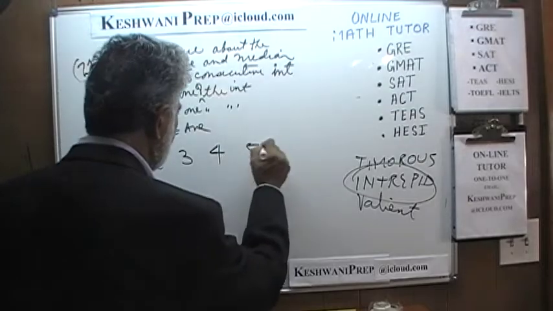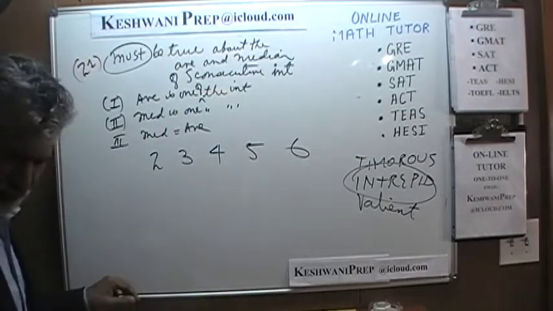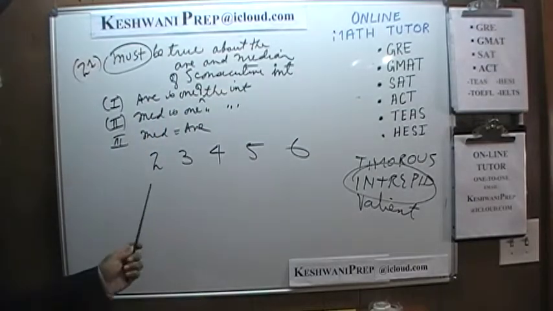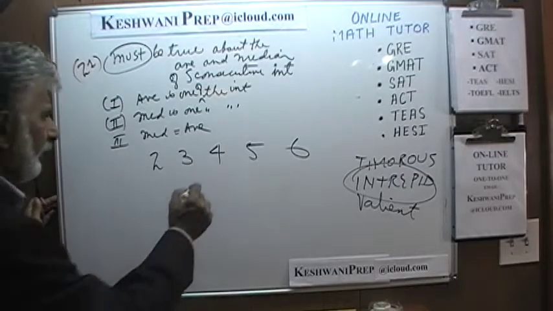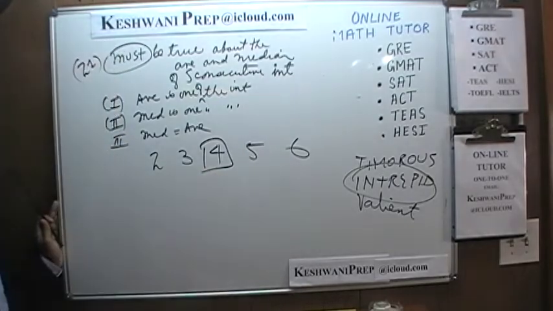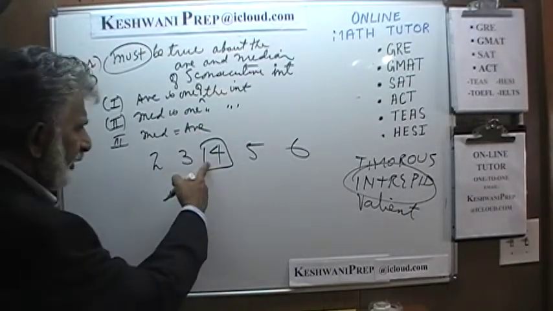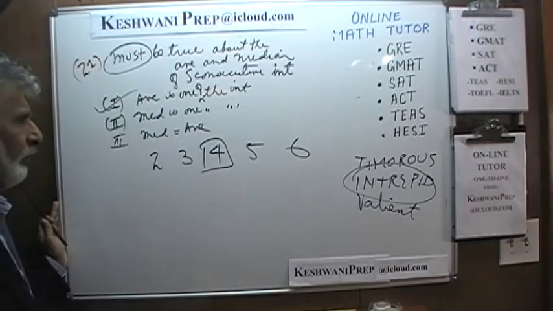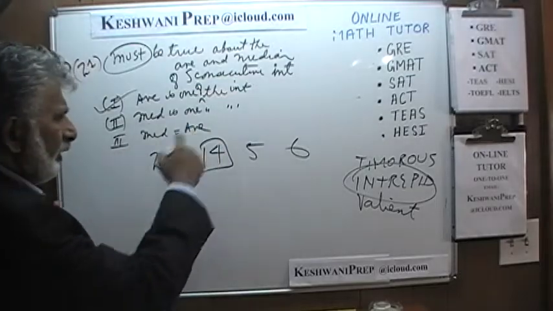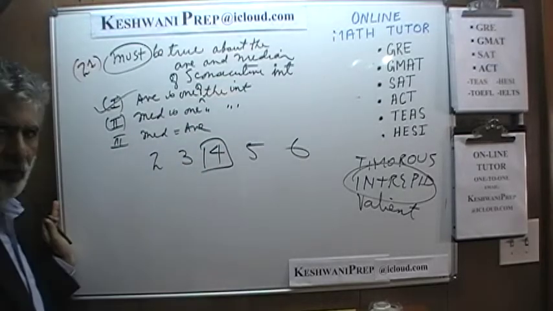2, 3, 4, 5, 6. I hope you are able to see that because they are equally spaced, the average is this guy. Is average one of the integers? Of course, the average is 4. It's one of the integers. Is median one of the integers? This is the median. 4 is the median.